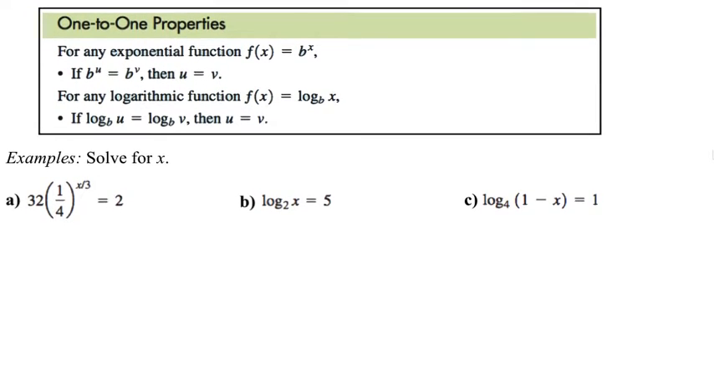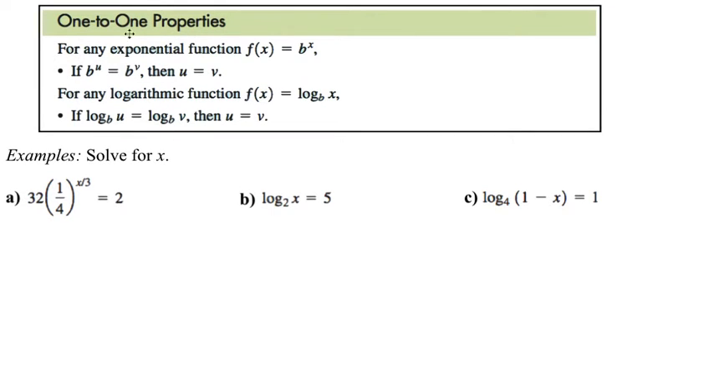Two of the properties that we've actually already been using say this. For any exponential function that we have, as long as we have the bases the same, then we can set the exponents equal. We've been using that already, so that's nothing new. And for logarithmic functions, as long as the log is to the same base, then whatever we're taking the log of, those are equivalent. So let's go ahead and use those two properties to solve some problems.